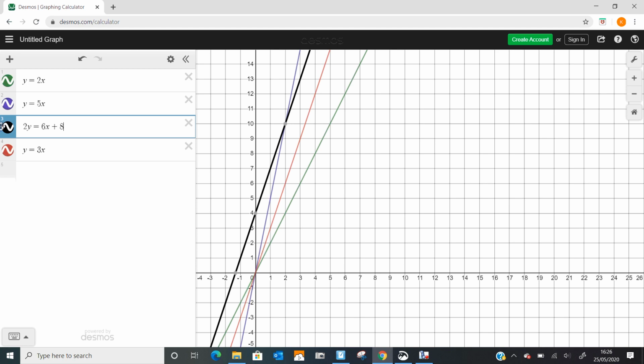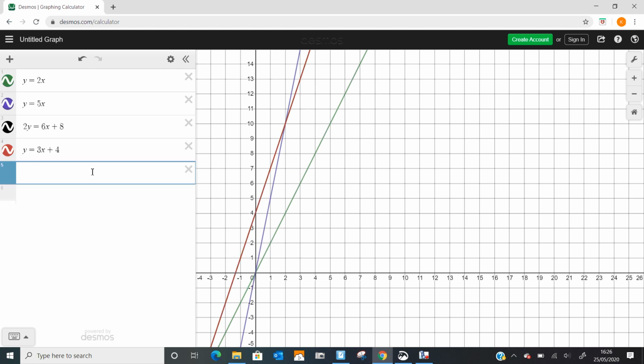Okay, so if I've got 2y at the start, what I'm going to have to do is divide both the 6 and also the 8 by 2 to find the equation of my line. So that line there is really this bottom one, and it's a +4. Okay, that's what that would look like.